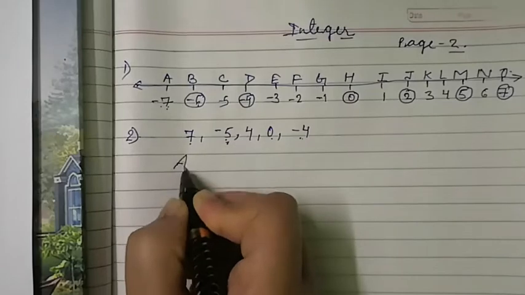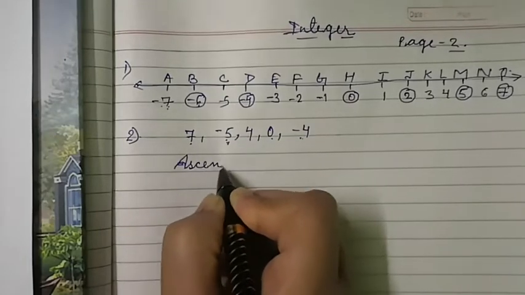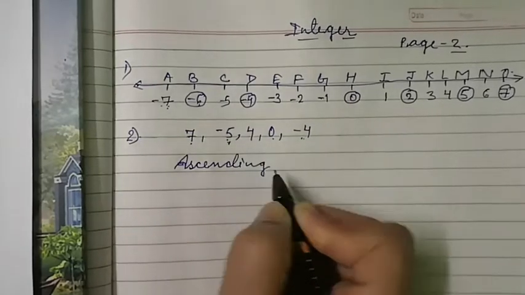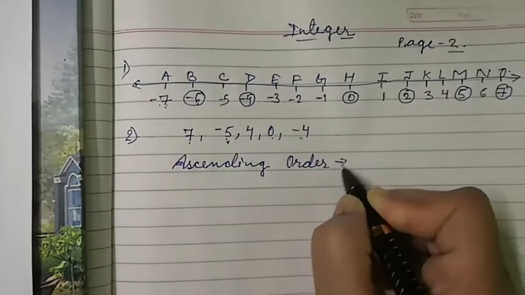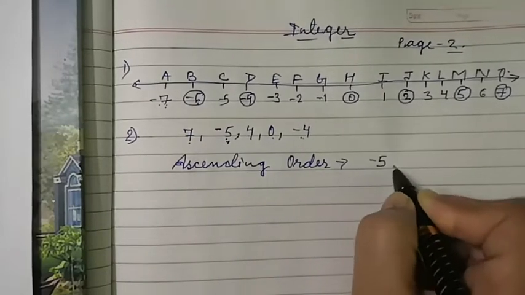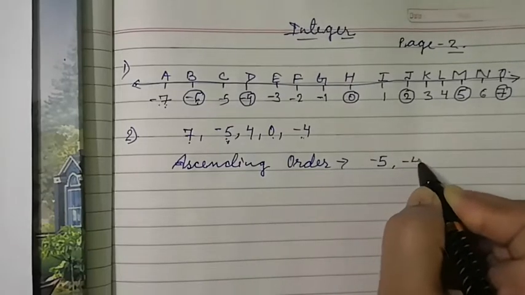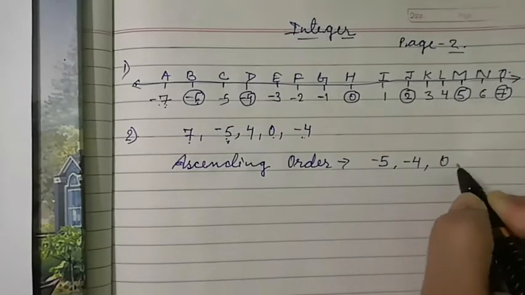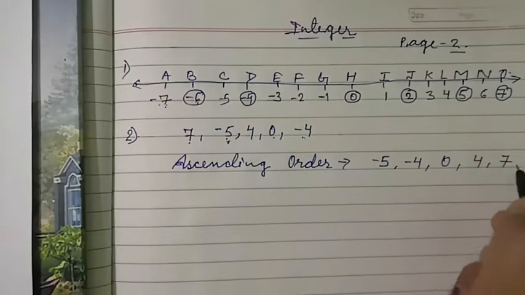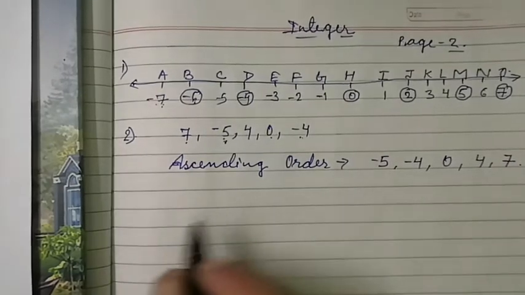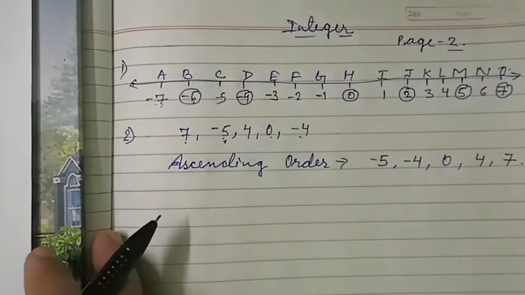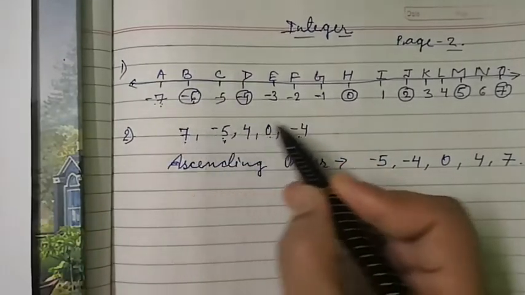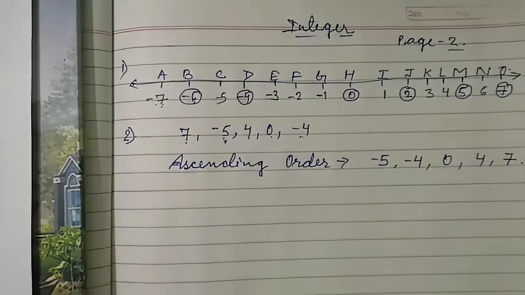So the negative integer with the greater value will be smaller than the negative integer with the smaller value. So the ascending order is -5 as the smallest, then -4, then 0, 4 and 7. This will be your ascending order. You can check it on your number line also. When it goes from left to right, it means your answer is correct.